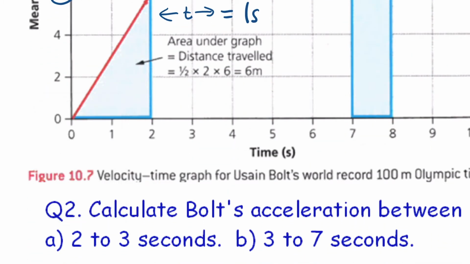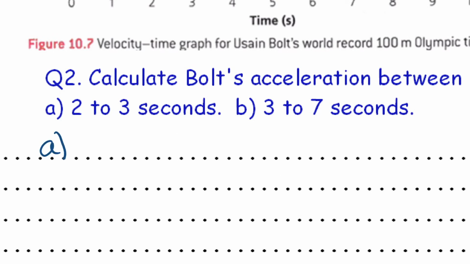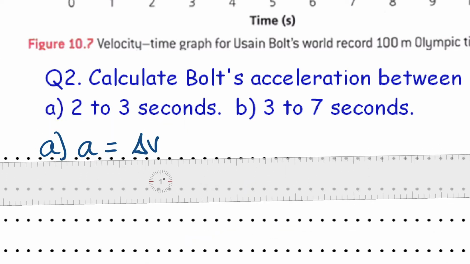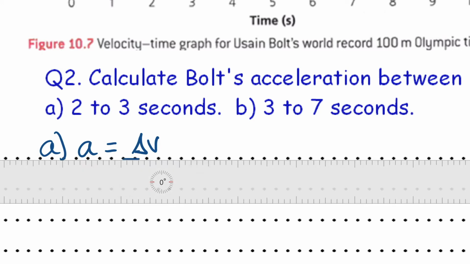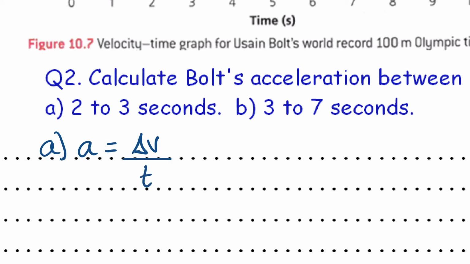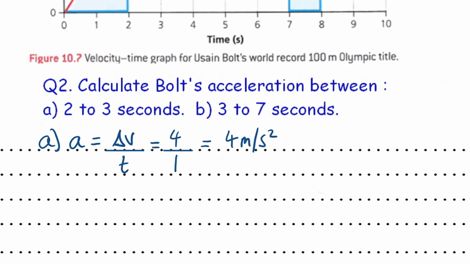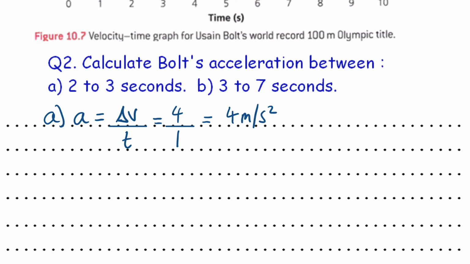The time again is 1 second. So to work out the acceleration for part A, please remember to show the equation, put in the numbers, answer units. Remember back to lesson 1, Eno the donkey: equation, numbers, answer unit. It just makes these calculations so much easier, and also ensures you get the full marks. So I did it for 2 to 3 seconds. What I'd like you to do then, pause the video and work out part B, 3 to 7 seconds.